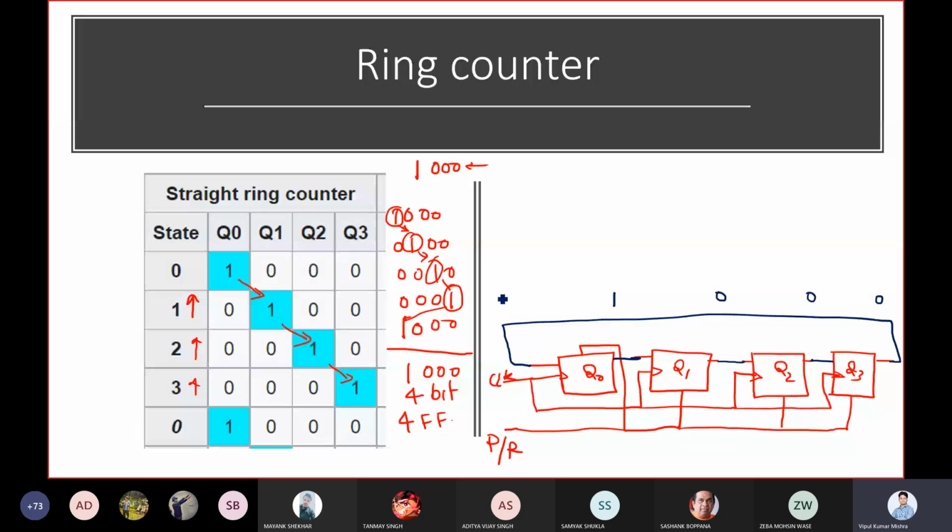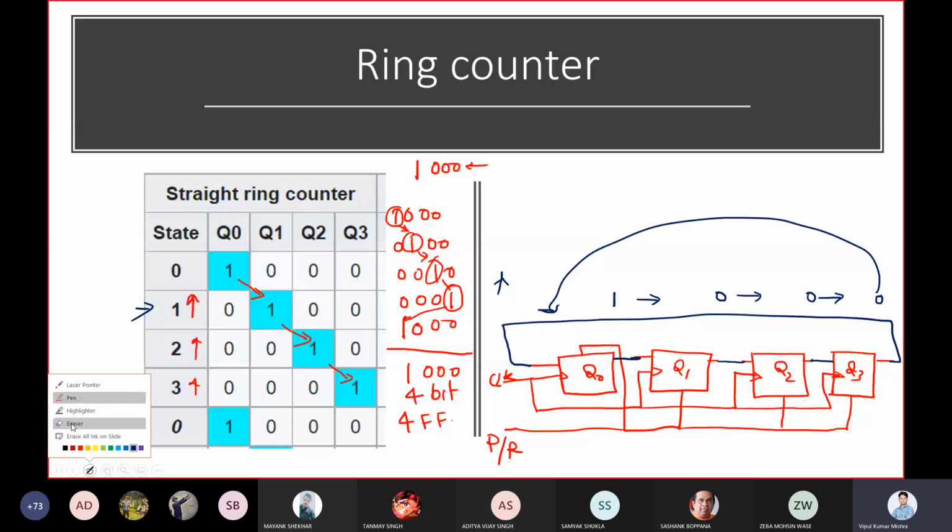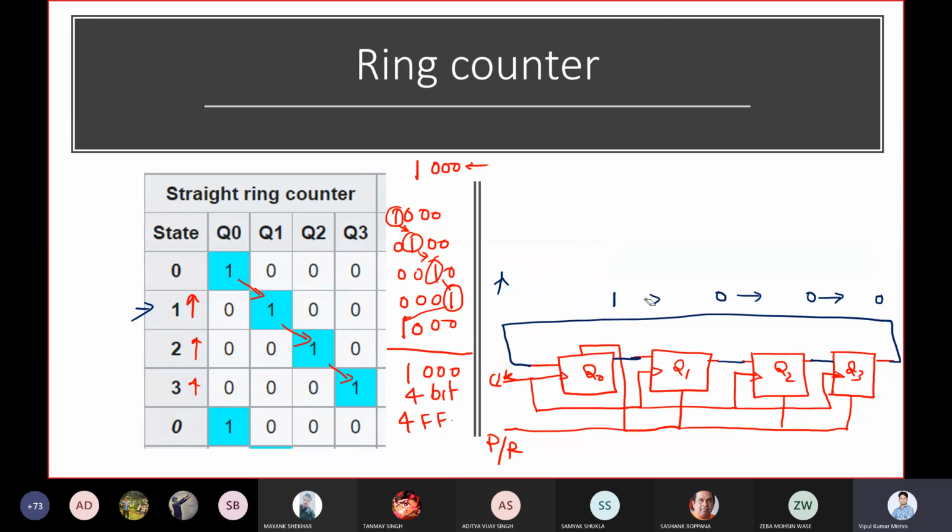Now when the next clock cycle comes, when this edge trigger comes, what will happen? This 1 will propagate to the second, 0 will propagate to the third, this will propagate to the fourth, and this value will propagate back to the first. So what output will you get if that propagation happens? You will get 0, 1, 0, 0. And that is our desired output in the next clock cycle.